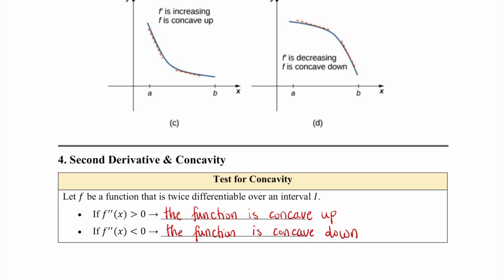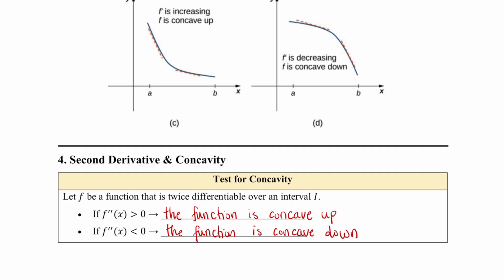Let's take a moment to understand why this works. Remember, the second derivative, f double prime, tells us how f prime is changing. If f double prime is positive, then f prime is increasing. Then the function is concave up. If f double prime is negative, then f prime is decreasing. Then the function is concave down.